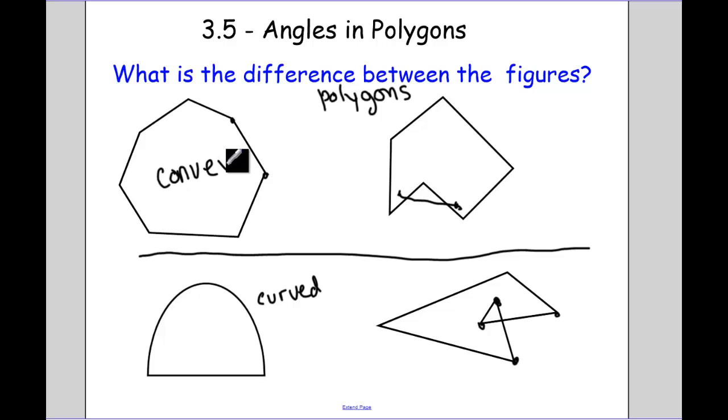A convex polygon versus a concave or a non-convex polygon. I think about it as concave because it caves in. When I have two points inside the polygon, if I draw a segment between those 2 points, part of that segment is going to lie outside. So we have a convex versus a non-convex. Most of the time, I would say 99% of the time, we're going to be dealing with convex polygons.